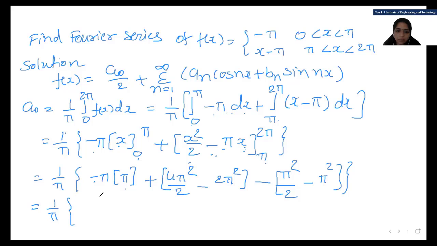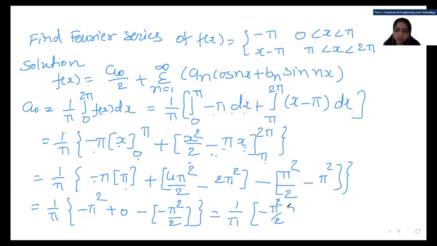So 1 by pi, this is minus pi square. Here 2 pi square minus 2 pi square, so my second term will be 0, minus pi square by 2 minus pi square, so this is minus pi square by 2, right? Now this minus minus plus, so minus pi square plus pi square by 2, so my answer will be minus pi square by 2, and 1 pi will be cancelled, so my final answer is minus pi by 2.